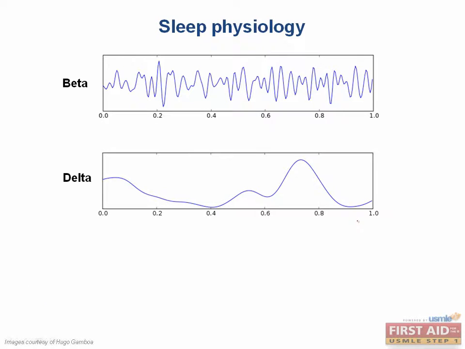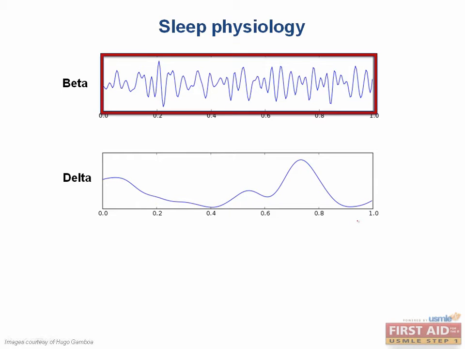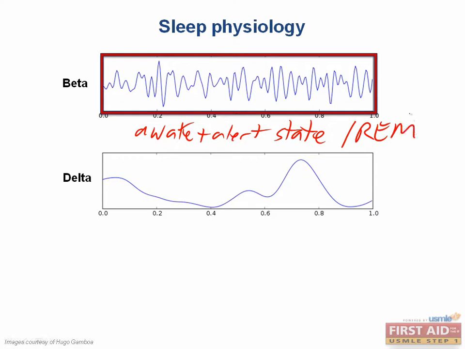REM sleep comprises about 25% of total sleep in young adults. The EEG waveform observed is the beta waveform, which is the same waveform as that observed during which period? The period when you were in an awake and alert state. So we see a beta waveform both in awake and alert state as well as in REM sleep. So this is why REM sleep is actually sometimes known as paradoxical sleep.